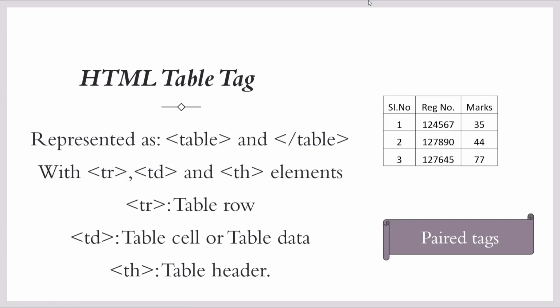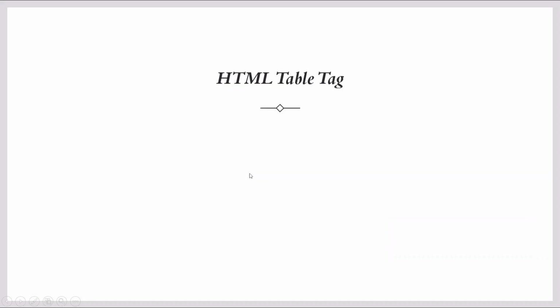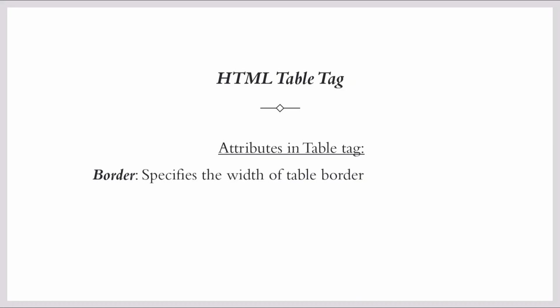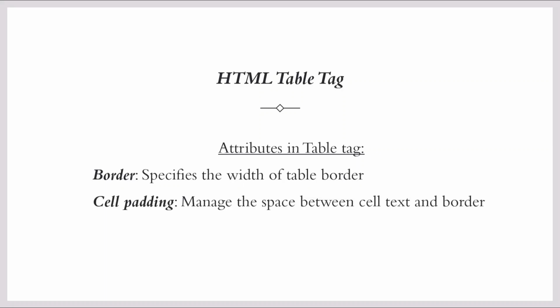Now let's explore some attributes and styling options for table. You can use attributes like border, cellpadding, cellspacing to control the appearance of your table. Border to specify the width of your table border. Cellpadding to manage the space between the cell text and border. Cellspacing to manage the space between the cells.